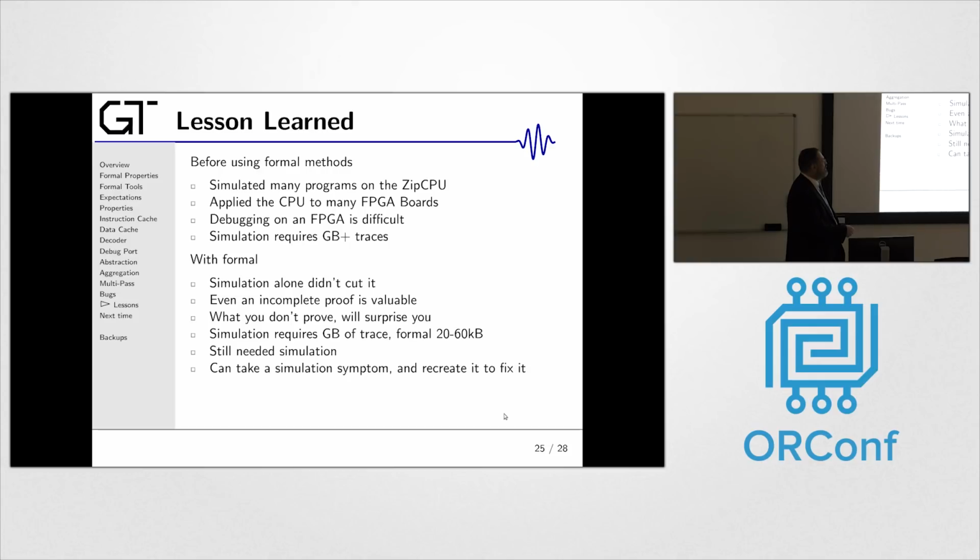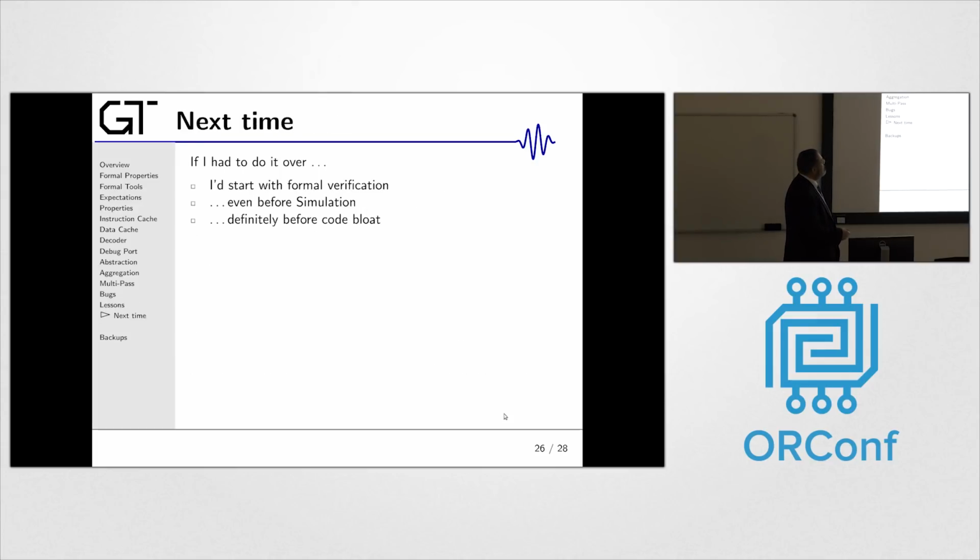Still needed simulation when I was done. And you can take a simulation symptom and recreate it within the formal tools to see what would cause this to ever happen. If I had to do it over, I'd start with formal. Formal seems to have such a benefit when you're just building something in the first place. It's an amazing benefit to get something right the first time. I would do formal before I ever touch simulation. I wouldn't do it the other way around. And I definitely do it before code bloat. Code bloat just adds so many options that then need to be proven. It makes the proof all that much harder to do.